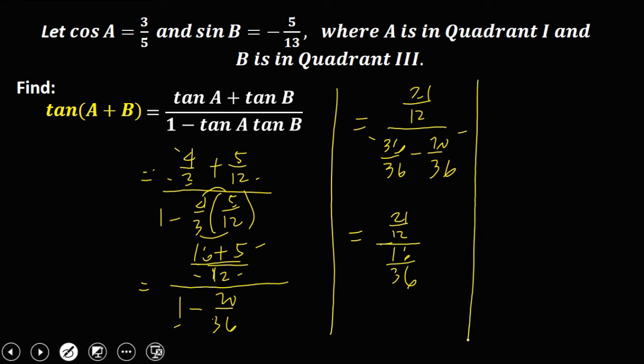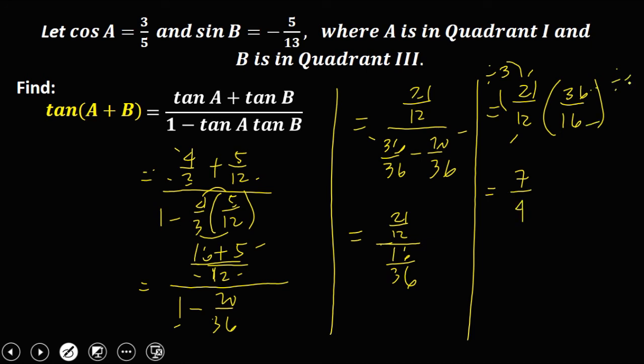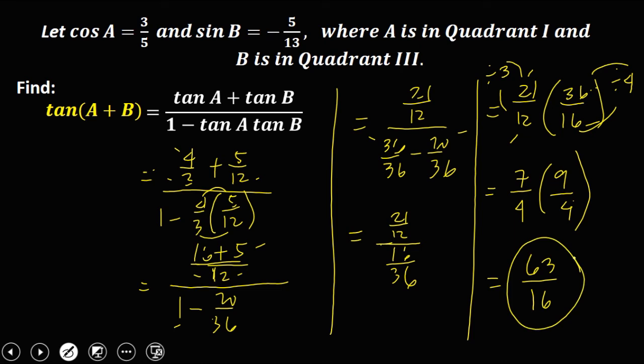Then get the reciprocal. So we have now 21 over 12 times 36 over 16. Then reduce the fraction, or you can multiply easily, then reduce the answer. So let's try to reduce this one first. So 21 and 12 divisible by 3. So 21 divided by 3, this one is 7. And this 12 divided by 3, that's 4. And this 36 and 16 divisible by 4. So 36 divided by 4, this one is 9. And 16 divided by 4, this one is 4. Then multiply, so the final answer now, 63 over 16. So this is for tangent A plus B.